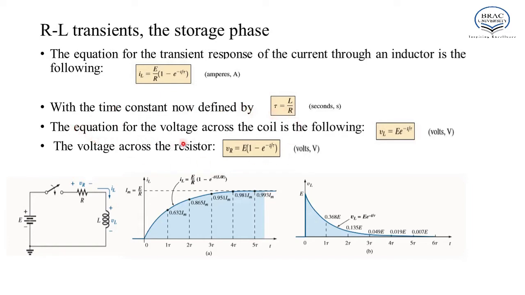The equation for the voltage across the coil is the following. VL equals E times e to the power minus t by tau. And the voltage across the resistor, VR, equals E times (1 minus e to the power minus t by tau). So, the graph for the current through the inductor will look like this, and the voltage across the inductor will form a graph of this type.